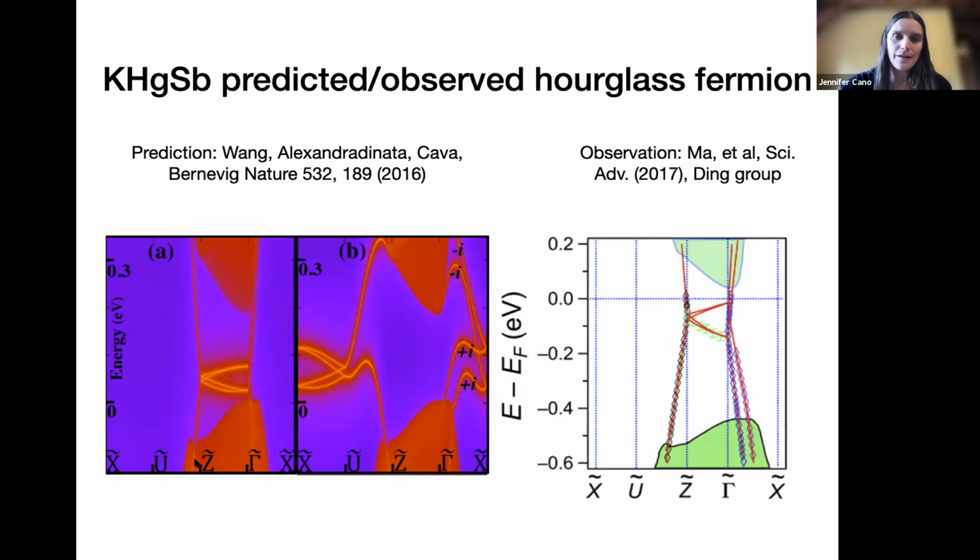And following on this theme of topological crystalline insulators predicted and observed, the prediction in potassium mercury antimony was made in 2016, and then there's this observation from 2017. You need to fit the data to see this hourglass because it turns out to be very squished at one end. But from the data they have, it seems consistent with this ab initio prediction.